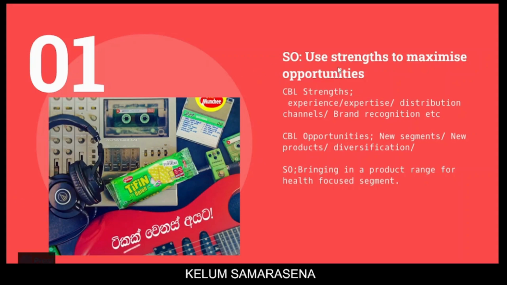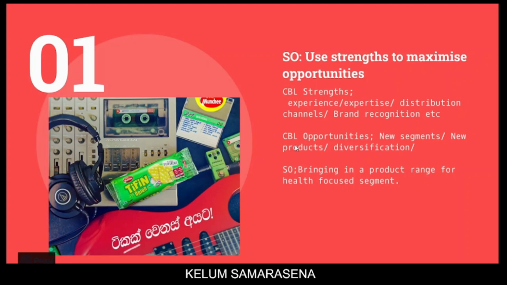First one is what? Strengths and maximizing the opportunities with the strengths. Now I used CBL, Ceylon Biscuits Limited, as an example. Identify their strengths: experience, expertise, distribution channels, definitely, and the brand recognition. One of the best brands in Sri Lanka, actually has been awarded the best brands of Sri Lanka multiple times by the Slim Brands Excellence.